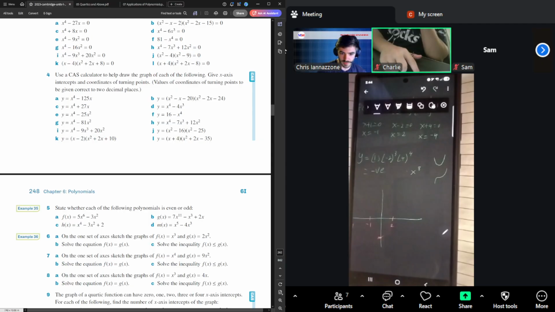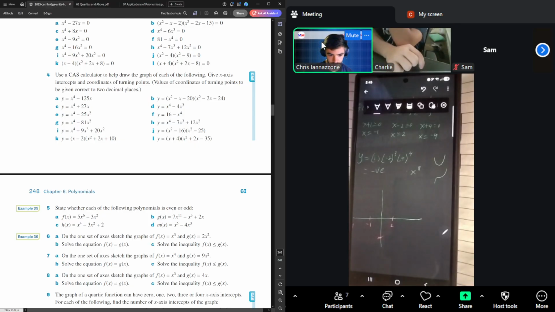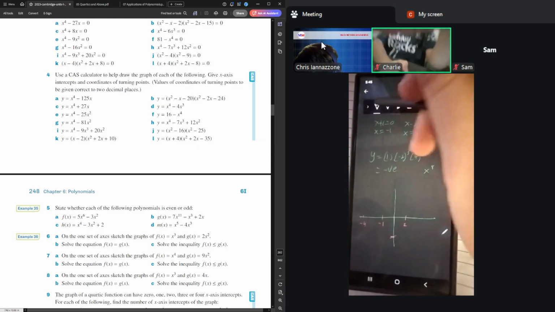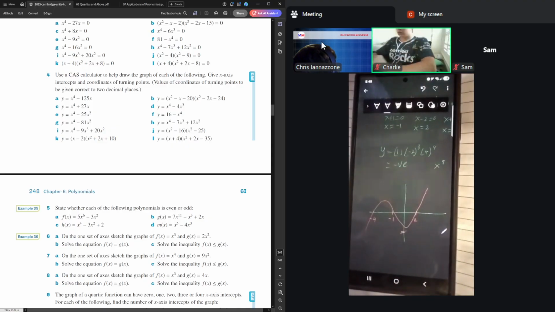Cubic-like? What makes you say that? Because there's 3 x-intercepts. Fair enough. 3 x-intercepts, I get what you mean, because if it does something like this, that's kind of the only way that can work. So that's a good observation there.